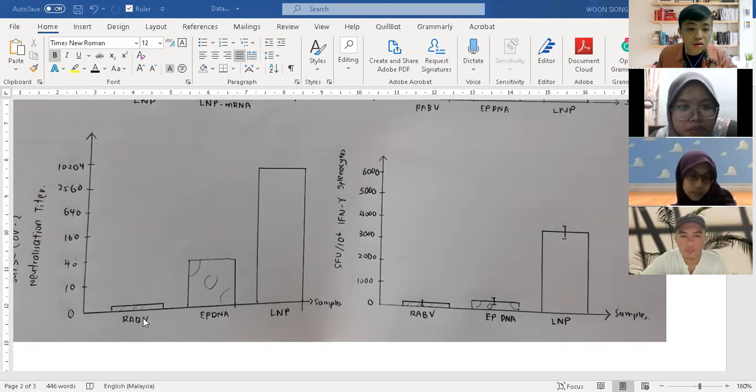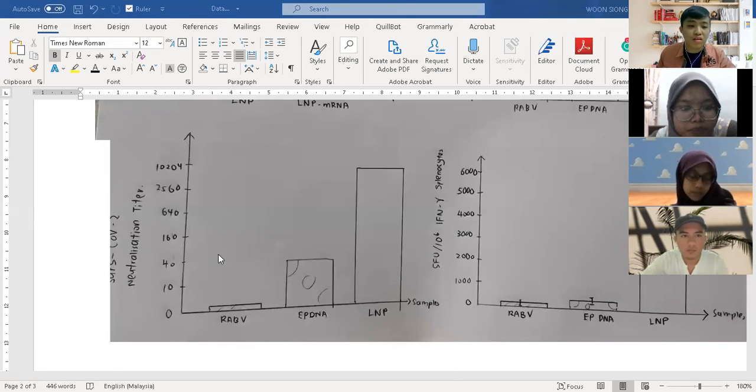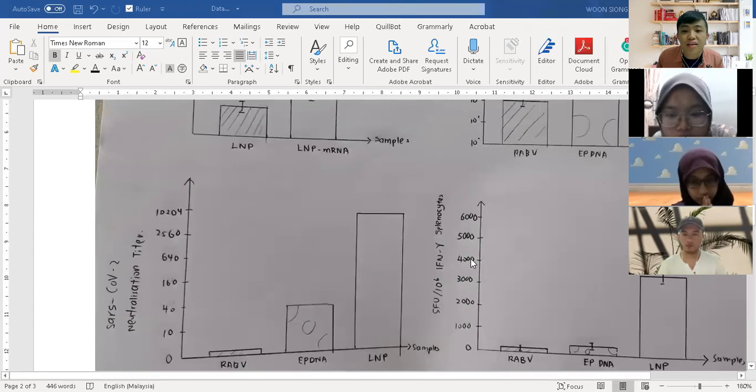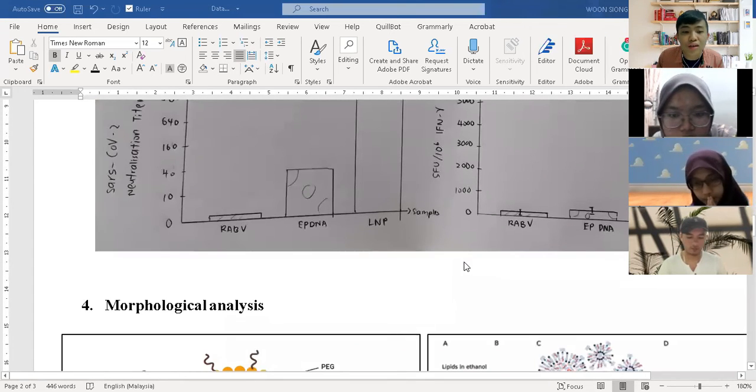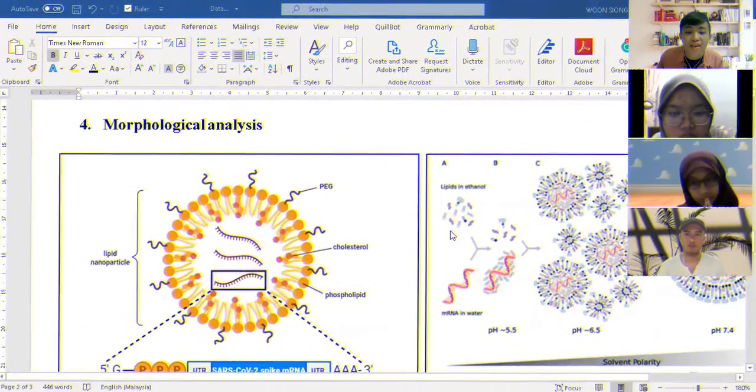Same thing happens over here. We can expect that the vaccine can cause the neutralization titer, meaning the lipid nanoparticles can cause the antibody to gather and neutralize the COVID-19 virus. Okay. All right. So we go into our last part, which is morphological analysis.